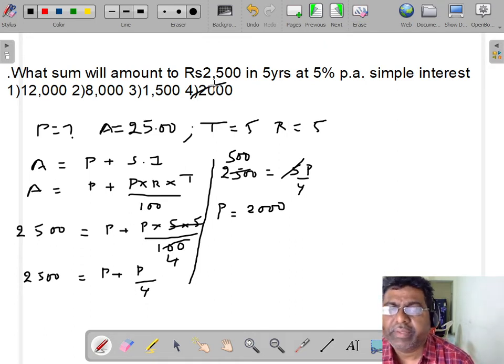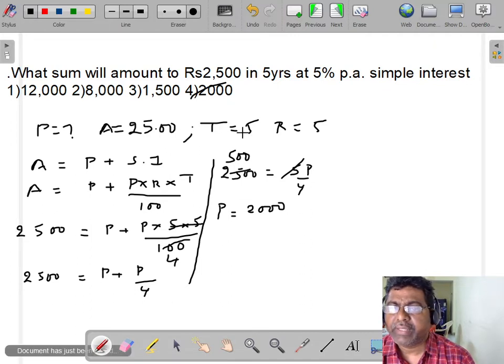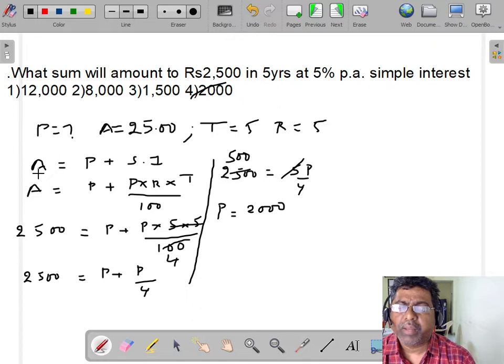So here you have the complete data. P is equal to question mark, A is equal to 2,500, T is equal to 5, R is equal to 5. He has given the data. Just simply apply the formula. Amount A is equal to P plus SI is the formula. SI is equal to P into R into T by 100. Just apply the formula and substitute all the values, and you get the required answer. Okay. Now go for the next problem.